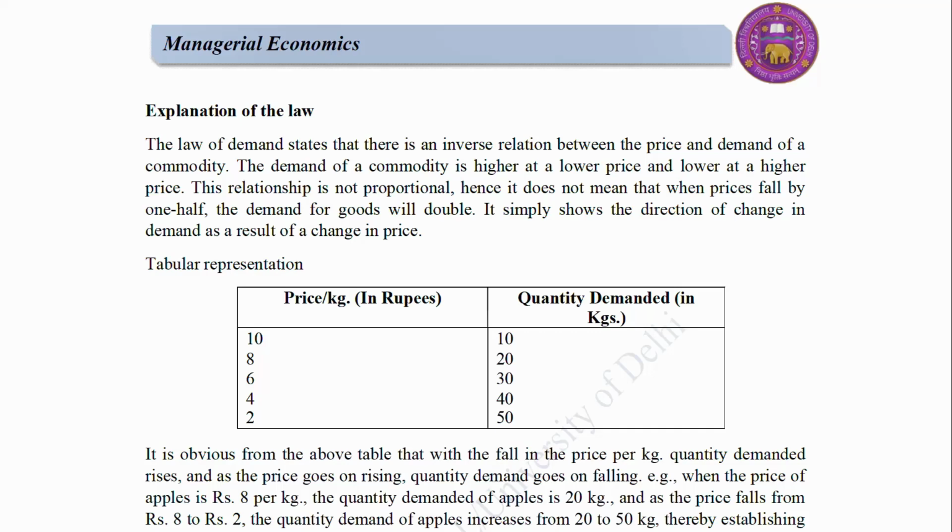Explanation of the law. The law of demand states that there is an inverse relation between the price and the demand of a commodity. The demand of a commodity is higher at a lower price and lower at a higher price. This relationship is not proportional. Hence, it does not mean that when prices fall by 1.5, the demand for goods will double. It simply shows the direction of change in demand as a result of a change in price.